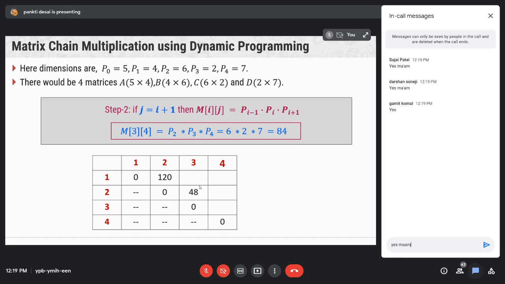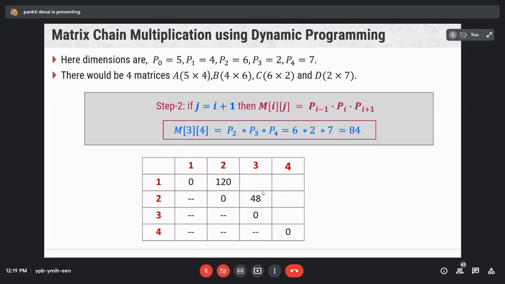Okay. Now next is M34. Right? So for M34, i is equal to 3, j is equal to 3 plus 1, that is 4. So you can use the same step. For M34, P2 into P3 into P4, that is 6 into 2 into 7. So this is the cost for multiplying the third matrix with the fourth matrix, so that is 84.